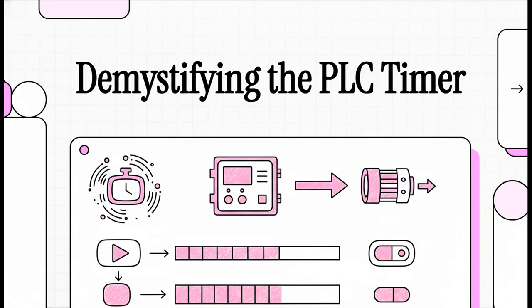When it comes to automation, timing is literally everything. So today, we're going to pull back the curtain on one of the most essential tools in any programmer's toolkit, the timer on delay, or as you'll hear it called, the TON instruction.